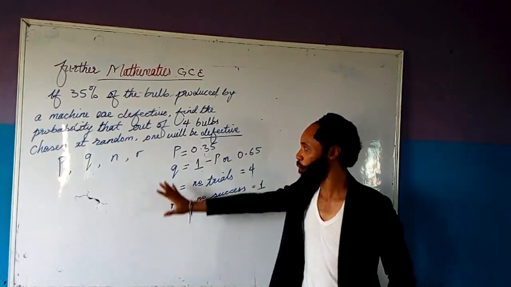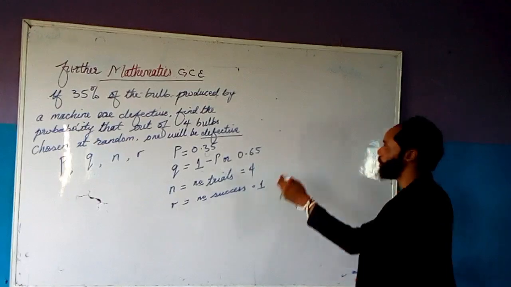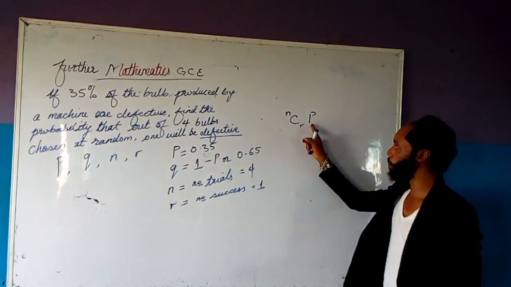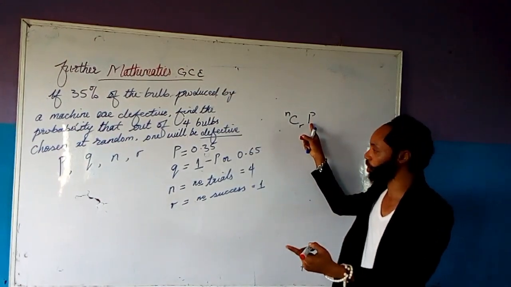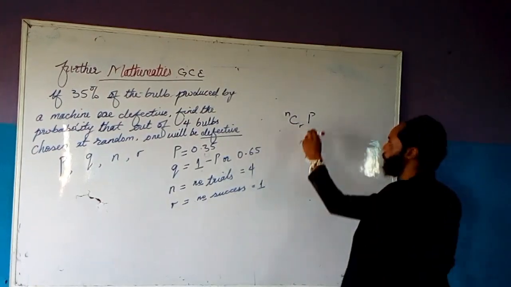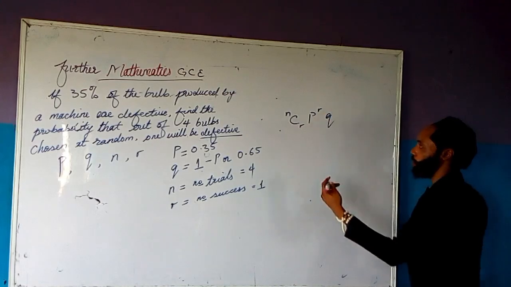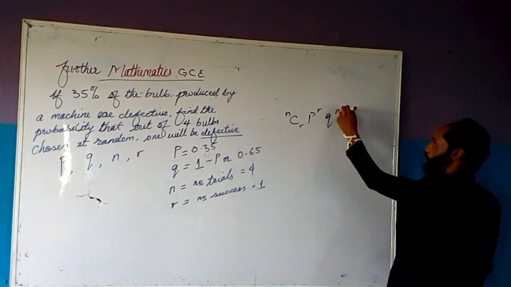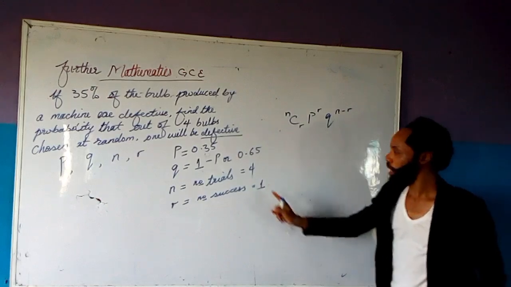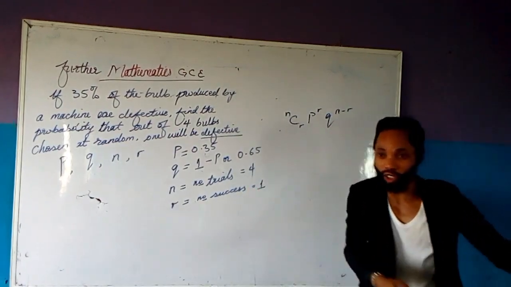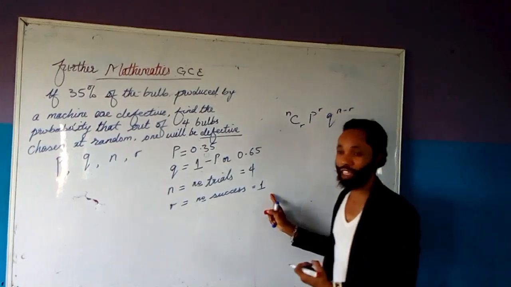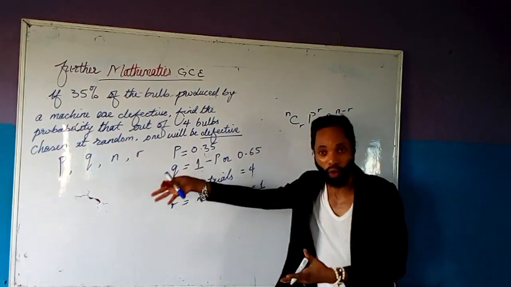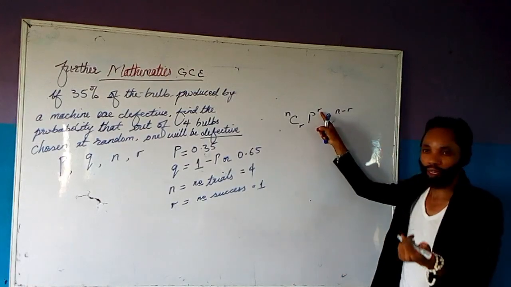Do you understand? So, given this information, the formula is nCr times P to the power R. Remember, P is the probability of success, and our success is R. Times Q to the power N minus R. Q is the probability of not being successful. If you want to get 1 success, that means the rest will be failures. If you pick 1, that means the other 3 fail.